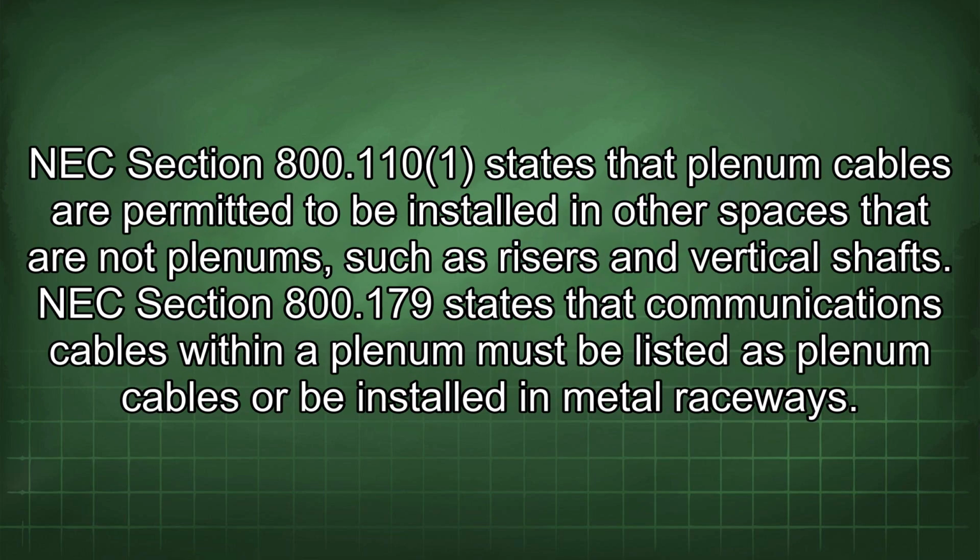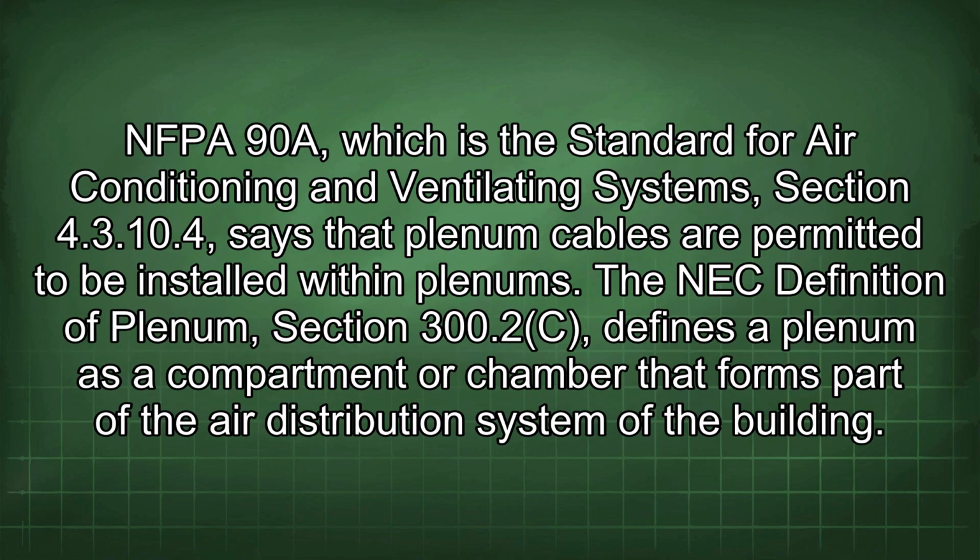NEC Section 800.110 states that plenum cables are permitted to be installed in other spaces that are not plenums, such as risers and vertical shafts. NEC Section 800.179 states that communications cables within a plenum must be listed as plenum cables or be installed in metal raceways. NFPA 90A, which is the standard for air conditioning and ventilating systems, Section 4.3.10.4 says that plenum cables are permitted to be installed within plenums.